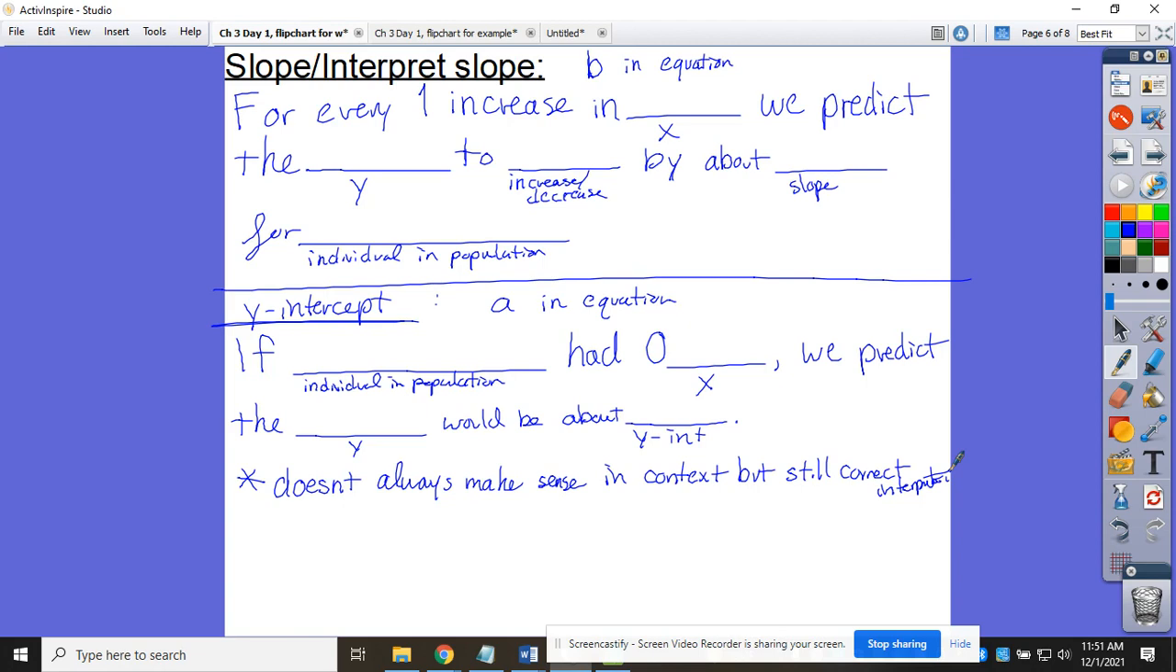How in the world, if our numbers are so good and our line is so strong, why do we get such a terrible estimate for our y-intercept? The question is, how can this be so good, but that be so bad?